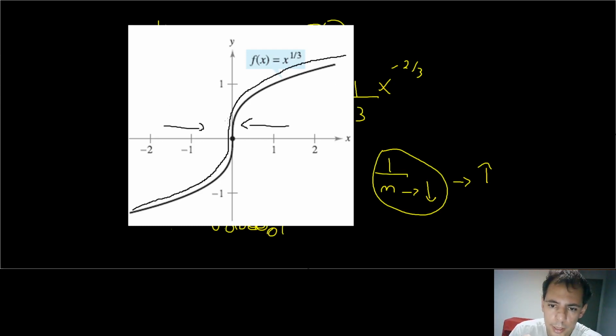So you can see that here you got a slope that approaches infinity. Yeah, there you go. So the slope of the tangent here would be infinity, but you can't have infinity because it approaches infinity.